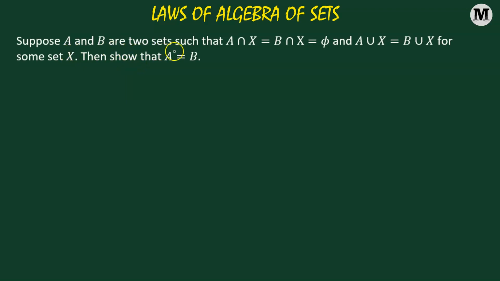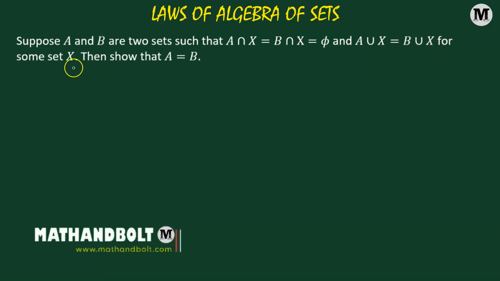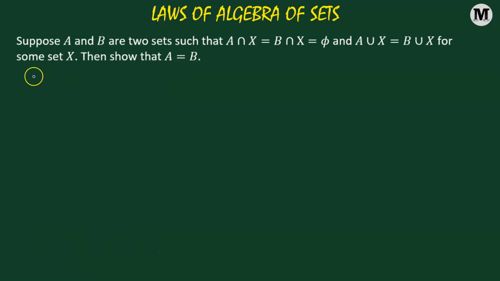Suppose A and B are two sets such that A intersection X equals B intersection X, and both of these two sets are null sets, and A union X equals B union X for some set X. Then show that the two sets A and B are equal to each other.